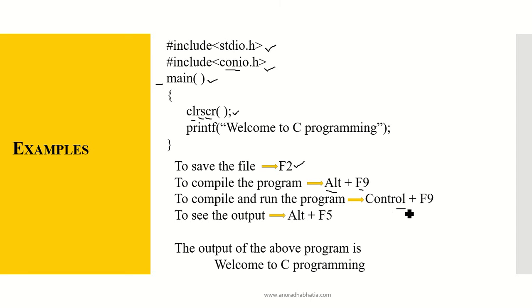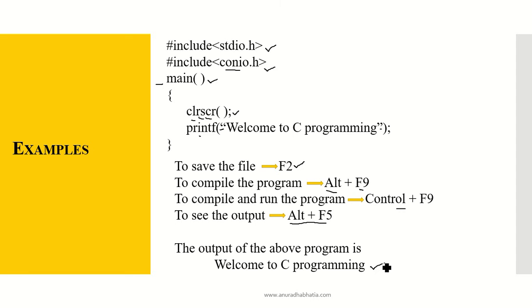plus F9. Now after I've run this program, this does not have a getch statement over here. So as soon as you run this program, within a fraction of a second it will disappear from the screen. So how do we see the output? We see the output by pressing Alt+F5, and the output of this program will be "Welcome to C programming". So in a printf statement, whatever you write between the quotes will be printed as it is in the output screen.